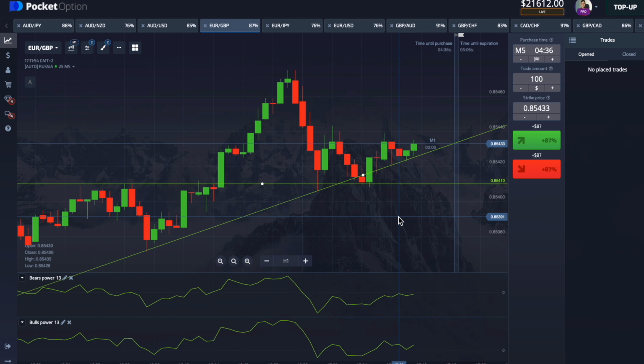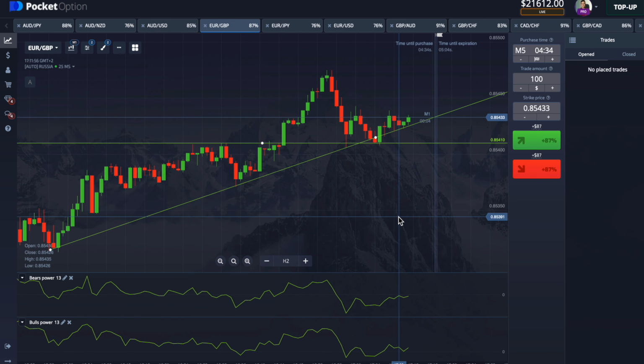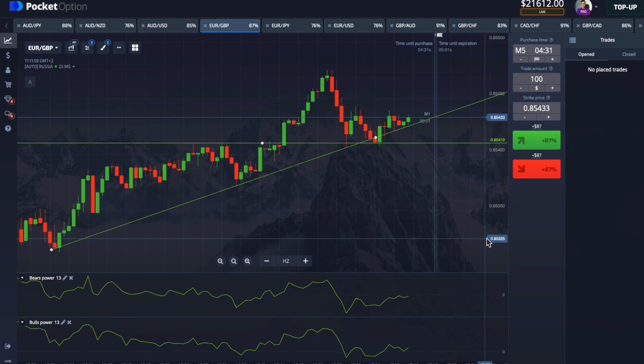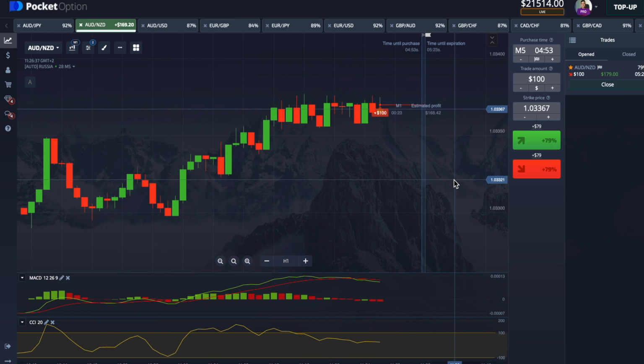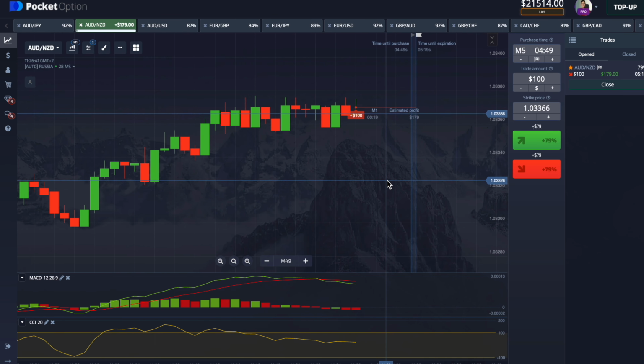And here's how the chart looked in a few moments. So let's move on to our second trade for today, which I find a bit more interesting.